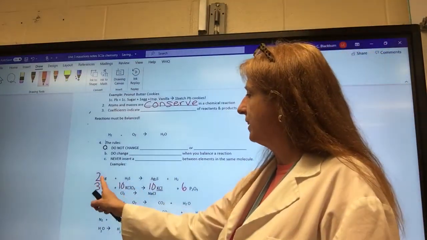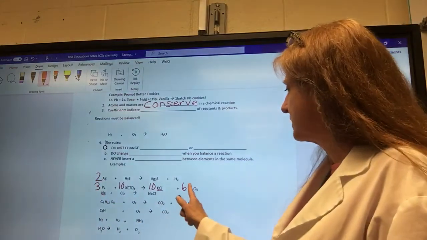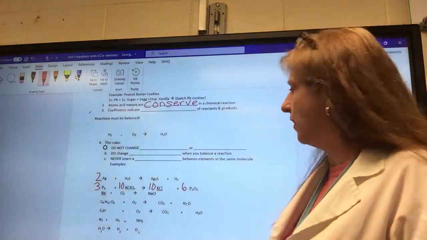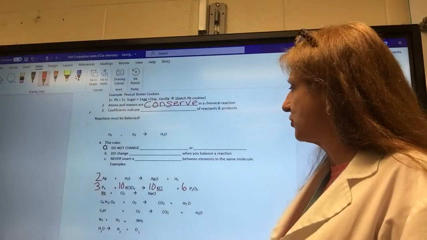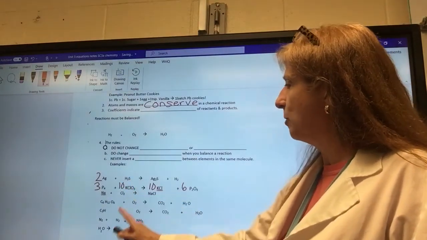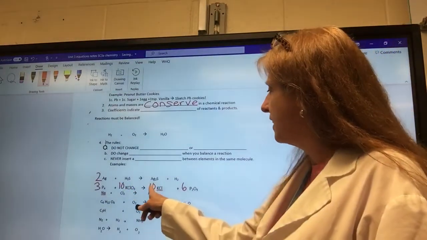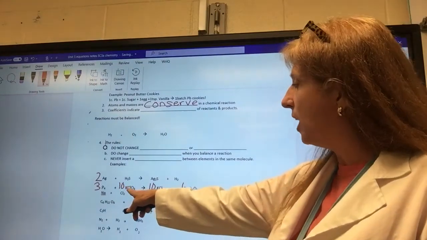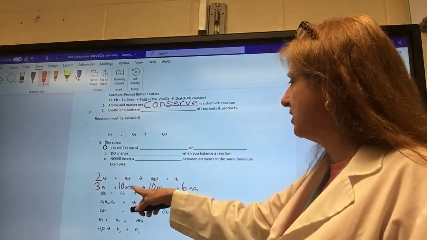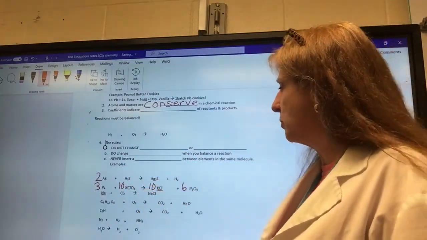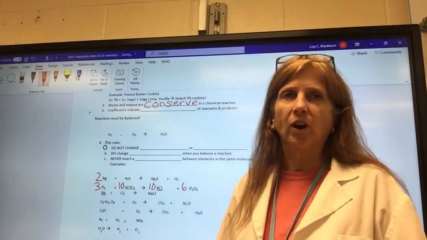So now I've got 3 times 4, which is 12 phosphorus. 6 times 2 is 12 phosphorus. 6 times 5, which is 30 oxygens. 10 times 3, which is 30 oxygens. 10 times 1 is 10 potassiums and chlorides. 10 times 1 is 10 potassiums and chlorides.